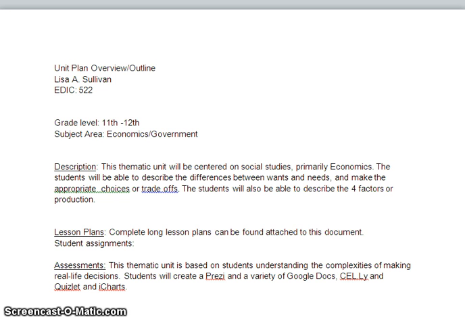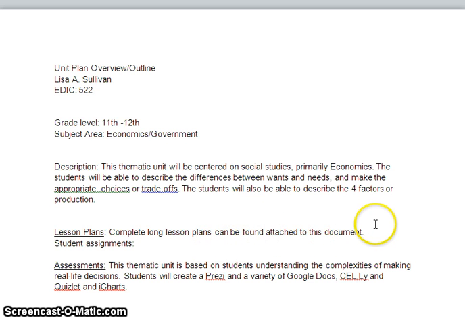The grade level that we're looking at today is going to be 11th and 12th grade. This is an economics and government course. This is the thematic unit. It's going to be centered on social studies and primarily economics. The students will be able to describe the differences between wants and needs and make appropriate choices and trade-offs. They will also be able to discuss the 4 factors of production.